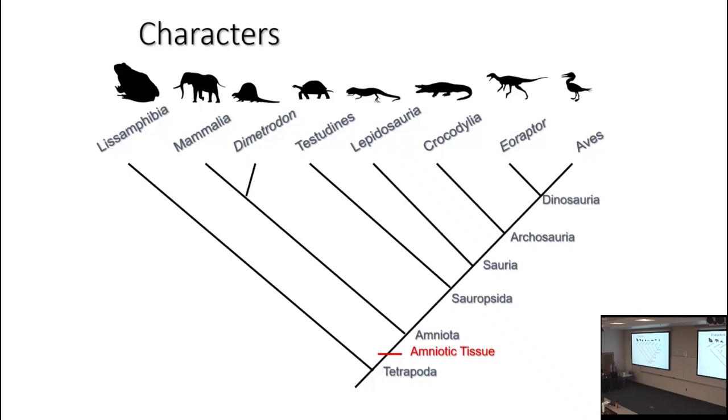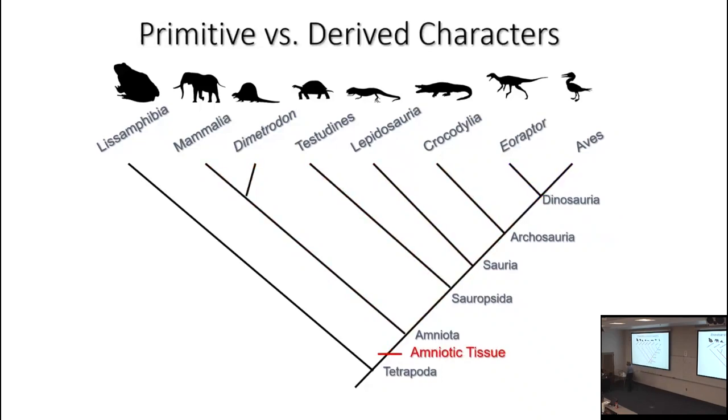Frogs and other amphibians don't have that. Fish don't have that. Non-vertebrates don't have that. But that trait evolved after the split between living amphibians and the land vertebrates, so-called amniotes, and was passed on to its descendants. Upright limbs, so limbs directly underneath the body, were present in the common ancestor of Eoraptor and birds, and were passed on to all of their descendants. So that's what those little tick marks mean.